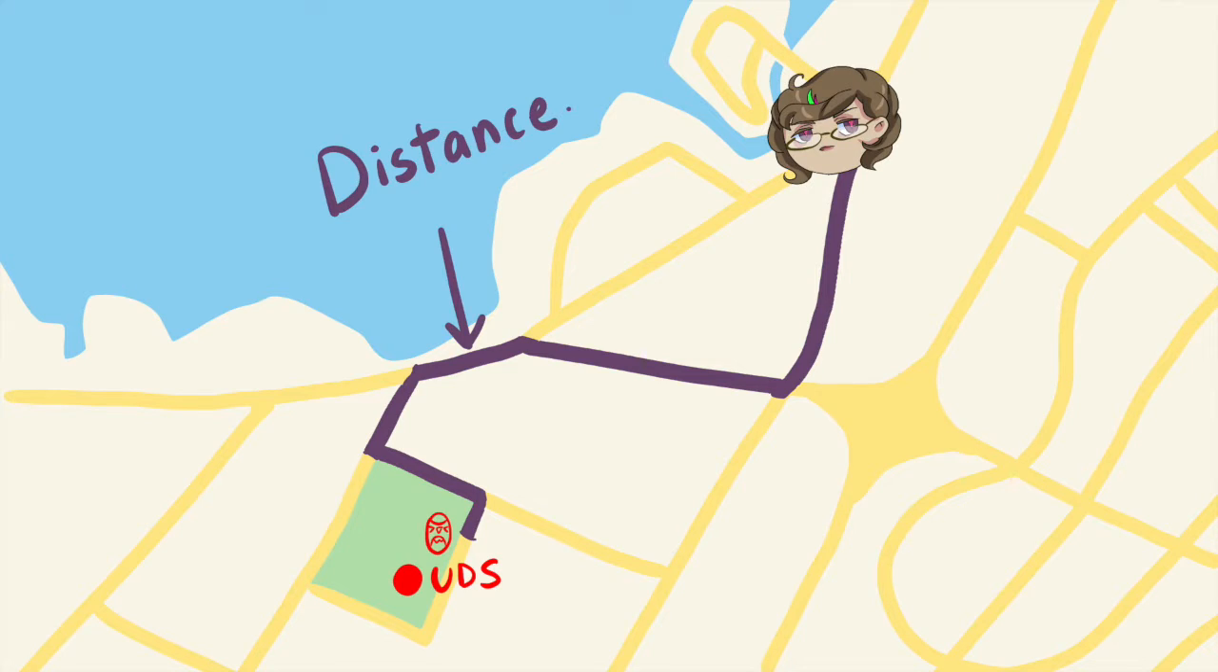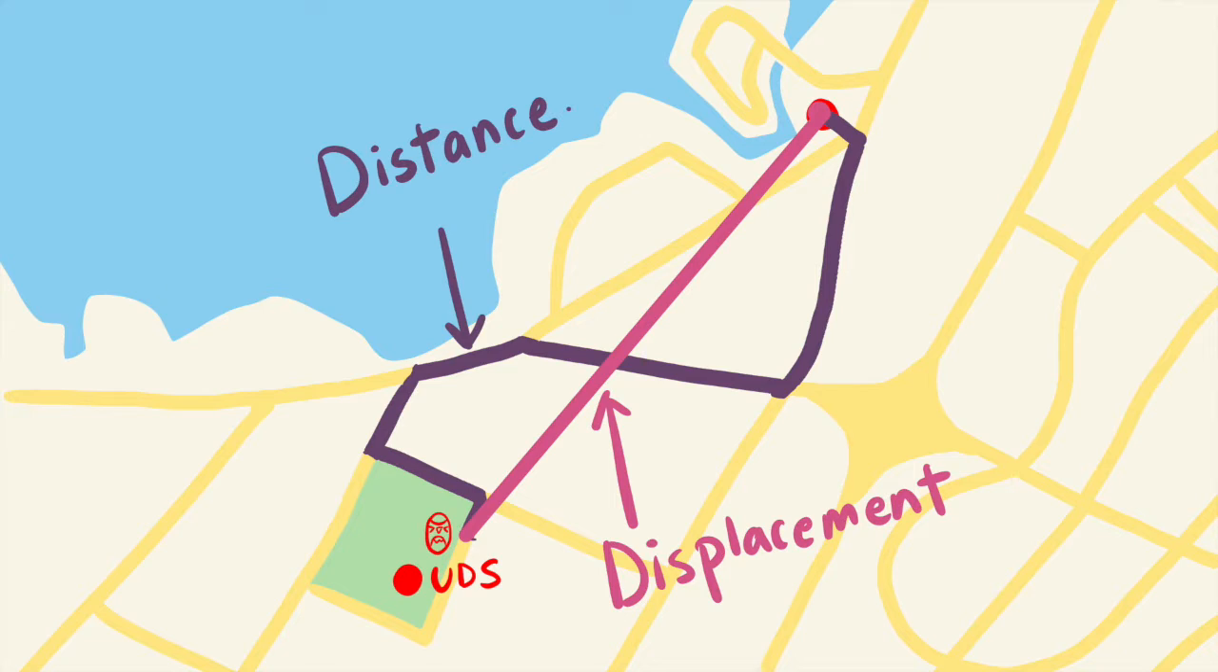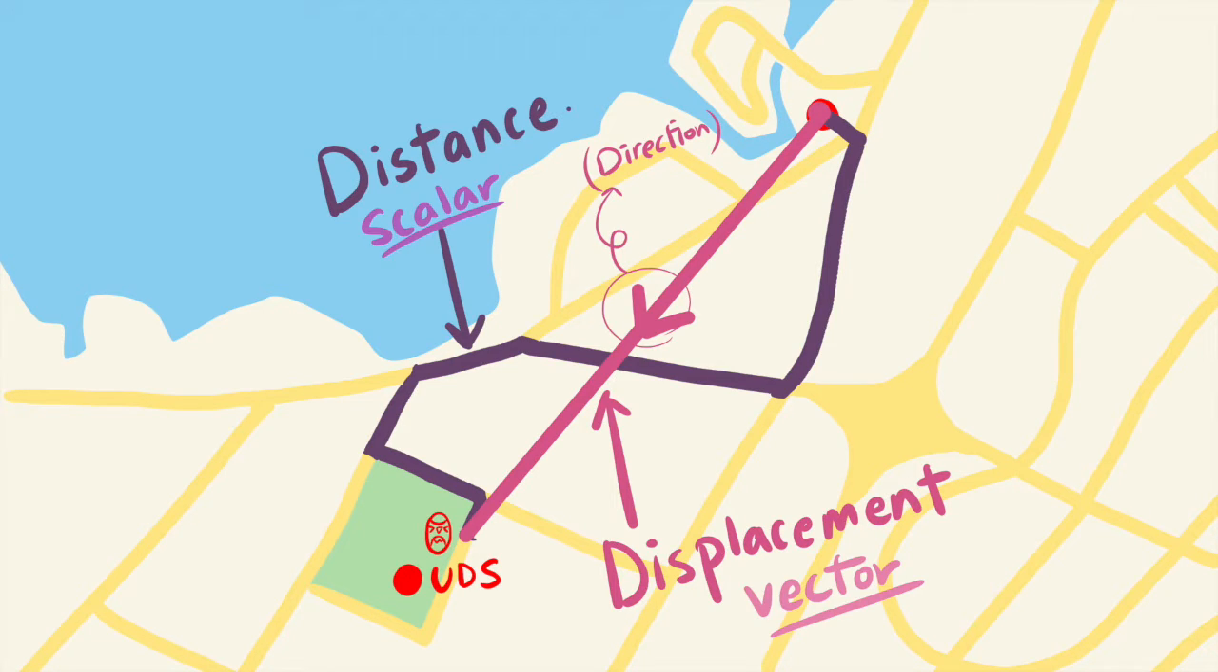Remy's twin sister, Ame, is an anarchist on the roads. Ame's road to school is a minimum distance between her house and UDS. This path represents displacement, which is a vector measurement. For a quick recap, scalars only have magnitude, and vectors have magnitude and direction.